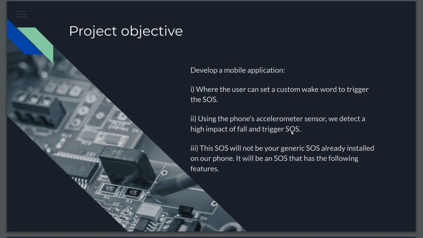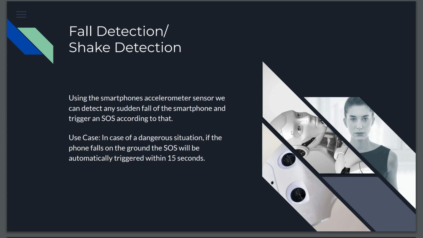So every phone has a default SOS, but that is not the SOS we are building. We are building a separate SOS. We have a separate component in our app with separate features, which we will see in our next slide. So this is fall detection and shake detection. As I said, using the accelerometer, we detect the fall and trigger SOS based on that.